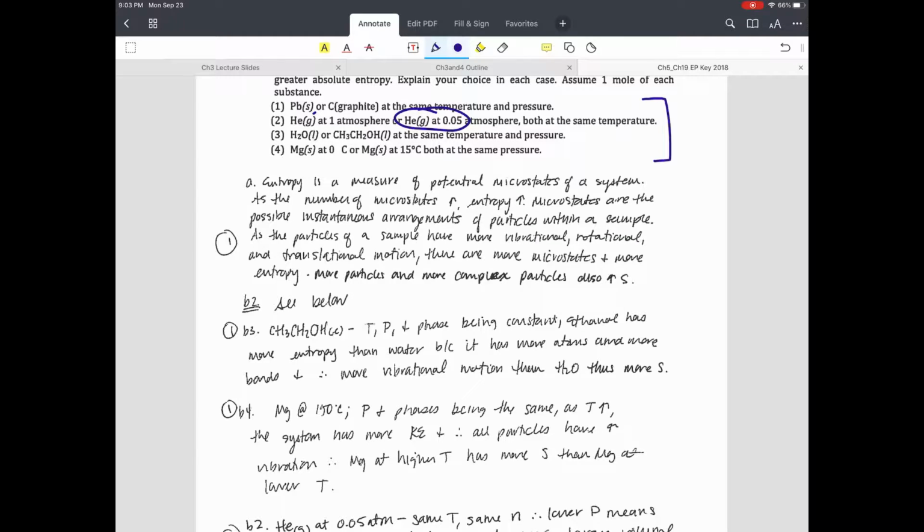What is the significance of 0.05 atmospheres versus 1 atmosphere? How does that tie into what entropy is? What's the difference between the microstate pictures for both of those samples? For number 3, a lot of you just said, oh, more complex. What does more complex mean? More complex means more bonded atoms. More bonds means more potential vibration and rotation about those bonds versus the 2 bonds present in H2O.